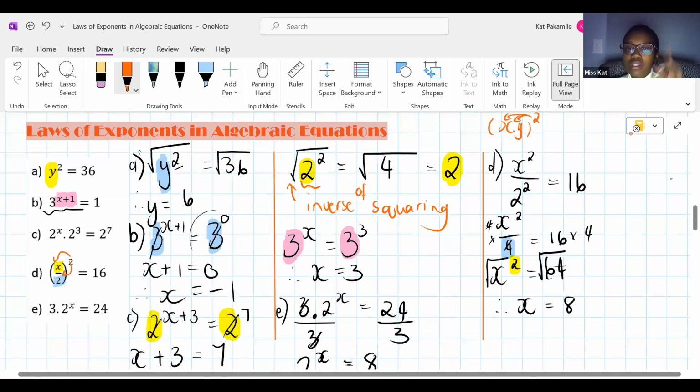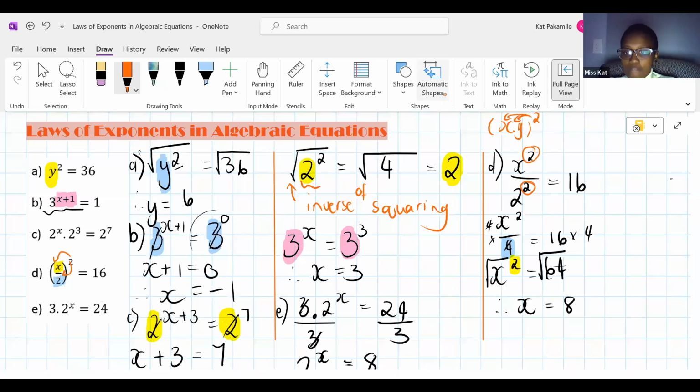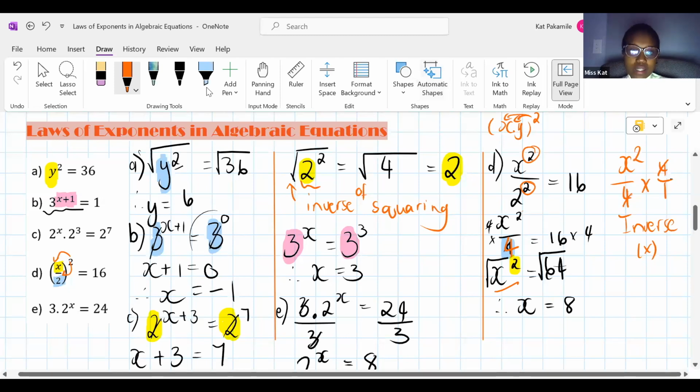In step 2, I simplified this 2 squared and just made it a 4. Then I asked, how do we get rid of a 4 if we have an x divided by 4? You would have to use the inverse of divide, which is multiply. That's why we said times 4 over 1 on this side, and you times 4 over 1 on the other side. These 4's will cancel out, so we're left with x squared. And then on this side, we had a 16 times 4.